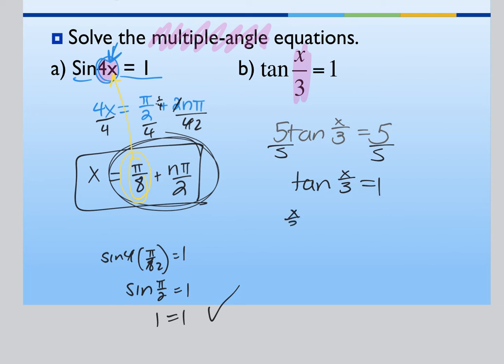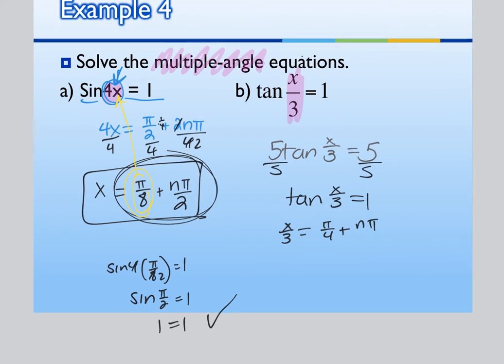So then x over 3 equals pi over 4 plus n pi. Are these not restricted? Right, because the directions don't say anything about 0 to 2 pi. These are actually harder when they're restricted. I'll explain that in a second, though.